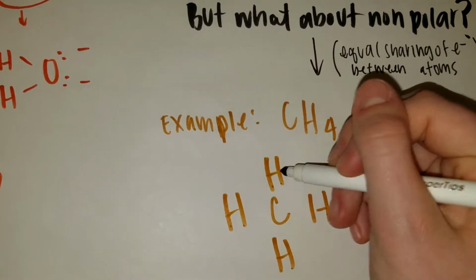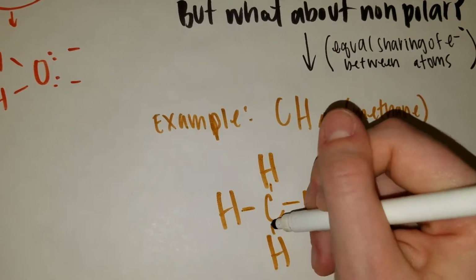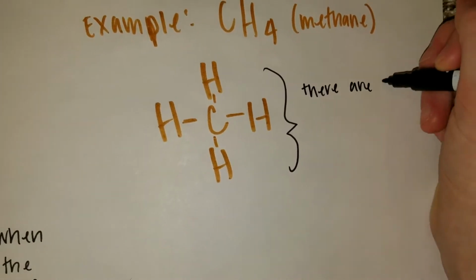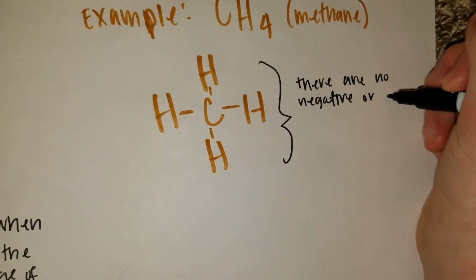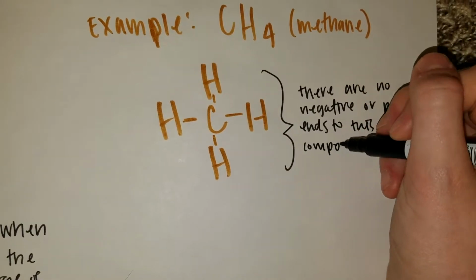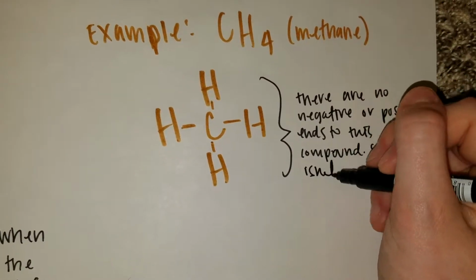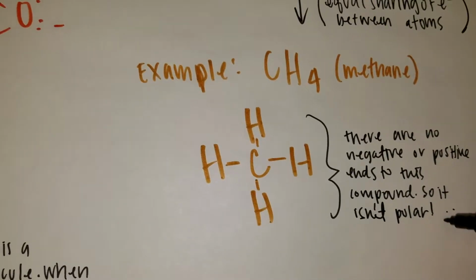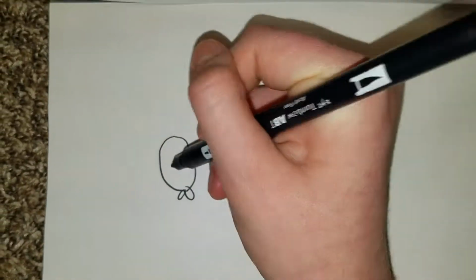So we have carbon in the middle, 4 hydrogens surrounding it, and single bonds connecting them to the carbon. There are no negative or positive ends to this compound. You can clearly see that. There are no excess lone pairs or anything like that. So it isn't polar. It's a nonpolar molecule, and you can see that in the Lewis dot structure.